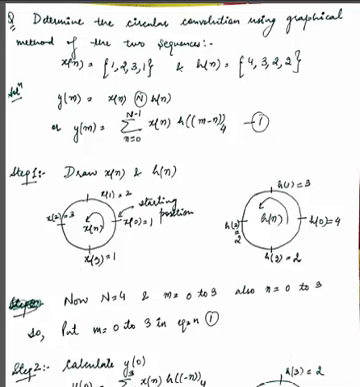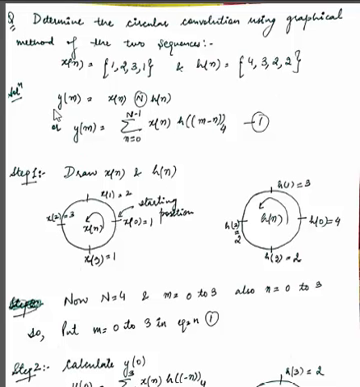First, the question is to determine the circular convolution, using the graphical method, of two sequences. Two sequences are given, that is x of n and h of n. In the two sequences, the length of the samples is the same. x of n contains 4 samples, h of n also contains 4 samples. That means capital N is equal to 4, N-point DFT means 4-point DFT. So x of n contains 4 samples, which means n is equal to 0 to 3.